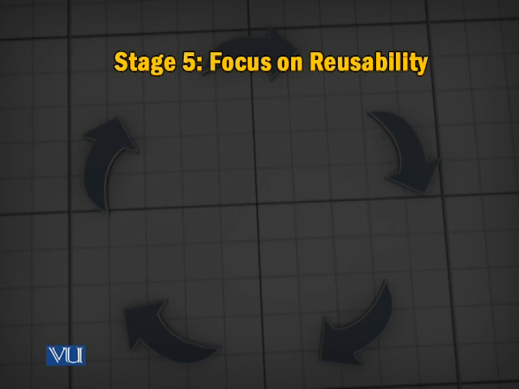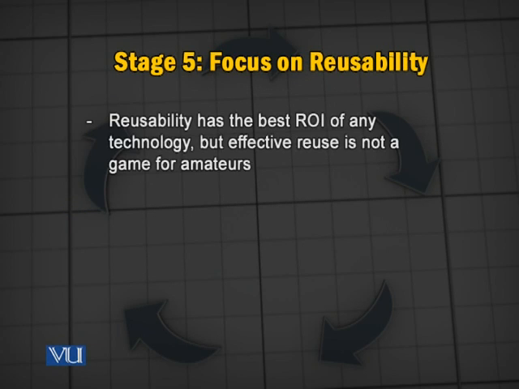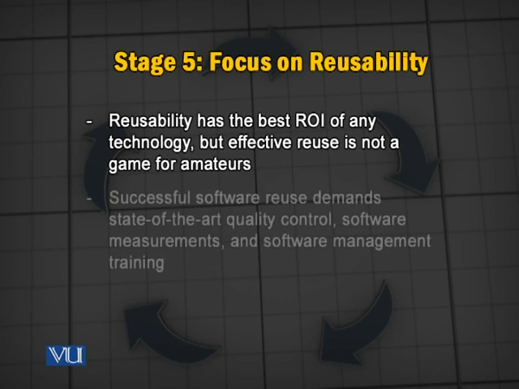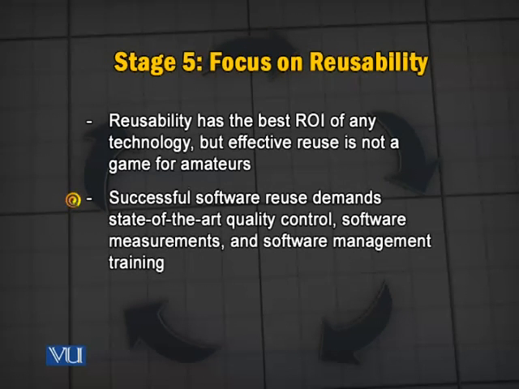So the focus of stage 5 is on reusability. As I said, it has the best ROI of any technology, if the quality of reused material is good and high. But you have to remember that effective reuse is not a game for amateurs. Successful reuse demands state-of-the-art quality control, software measurements, and software management training. So in order for an organization to introduce reusability, it must have these things in place before it can proceed.